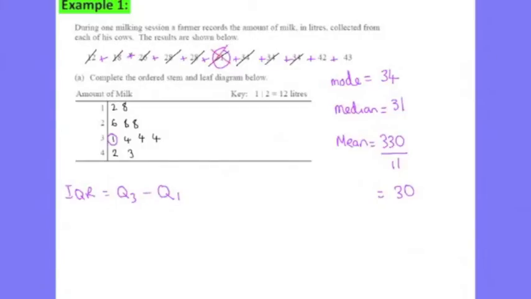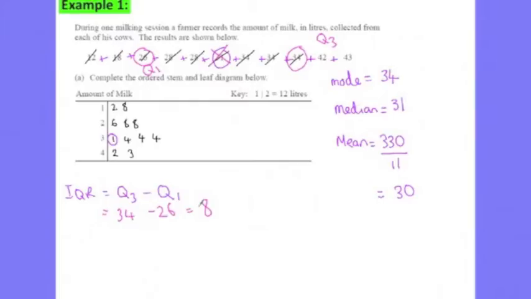Look at our list here of 5 numbers. The middle number, 26, is the lower quartile, Q1. Out of our 5 numbers this side, the middle number is 34, Q3, the upper quartile. So the interquartile range in this case is 34 subtract 26, which is 8.